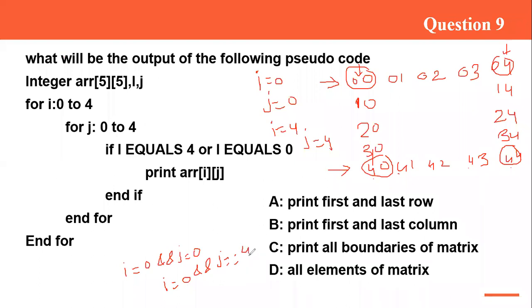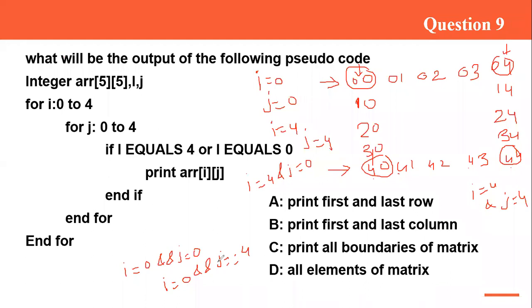J must be 4. J must be size of the array minus 1. Then again, the third condition will be I equals size of the array minus 1, that is 4, and J equal to 0. That is the third condition. And then I must be 4 as well as J must be 4. But one more thing, don't try to understand the indexes as 4. It is actually size of the array minus 1.